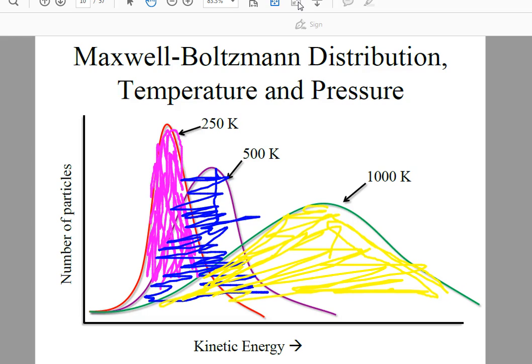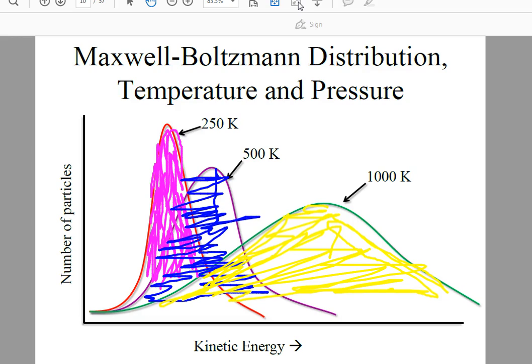Okay, but the peak just tells you that all those particles, they have low energy. But as the temperature increases, more of your particles have more energy. But you have to keep the same amount of particles, so you're just kind of spreading them out. So if you're at a high temperature, this is a really high temperature, 1,000 Kelvin, all of your particles aren't moving fast. Okay, some of them are moving fast, some of them are still kind of struggling down here, but on average, they have more energy than the 500 or the 250.